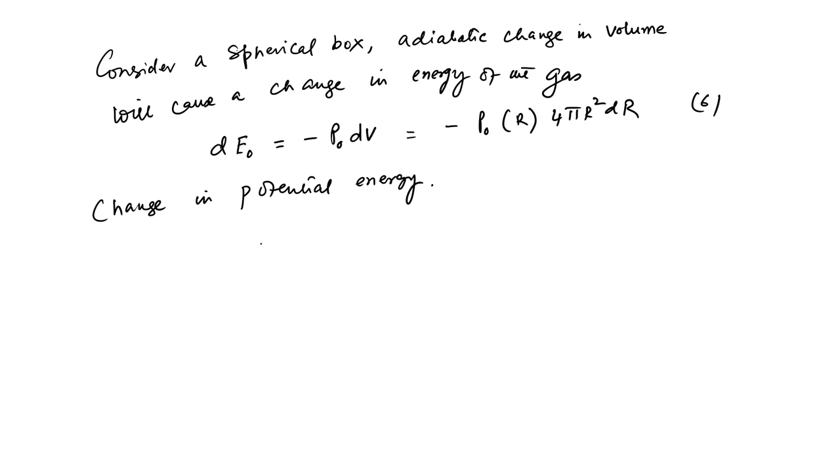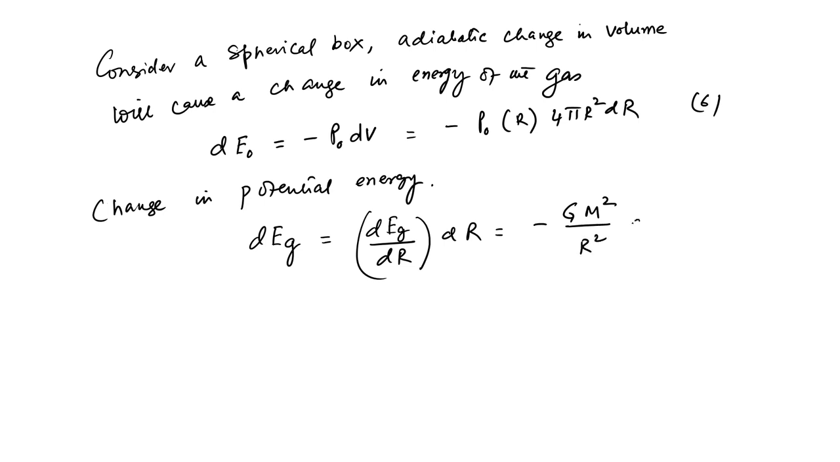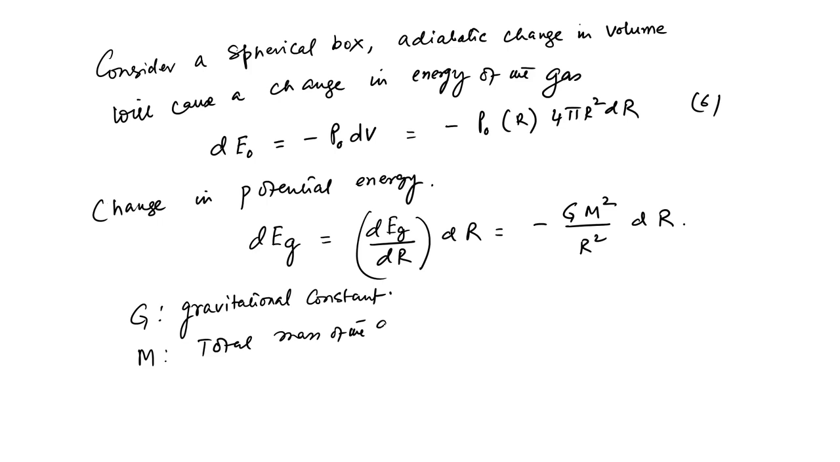So the change in potential energy is given by, let's call it dE_g, g for gravitational potential energy, and this is equal to dE_g/dr times dr, which is nothing but G M squared by r squared dr, okay? Where of course G is the gravitational constant, and M is the total mass of the gas. Let's call this equation 7.